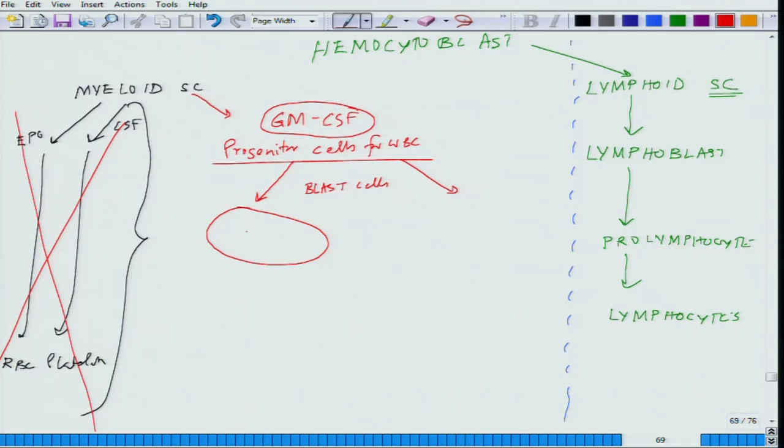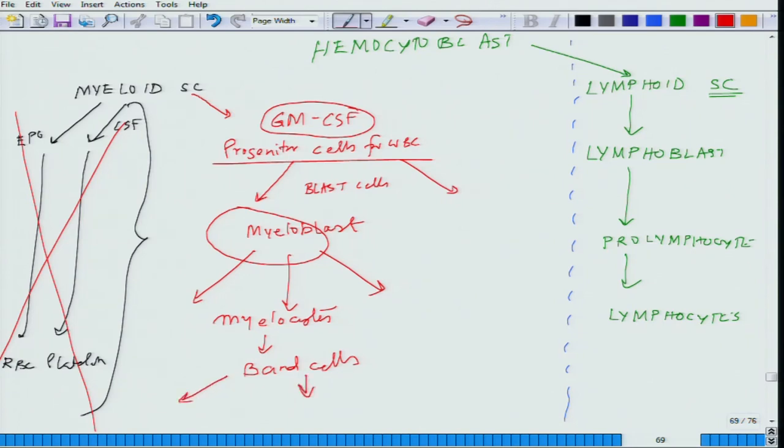These are called myeloblasts. This myeloblast further forms three kinds of myelocytes. These myelocytes then form something called band cells, and these band cells form three different white blood cells. One is called basophil, the other one is called eosinophil, third one is called neutrophil.